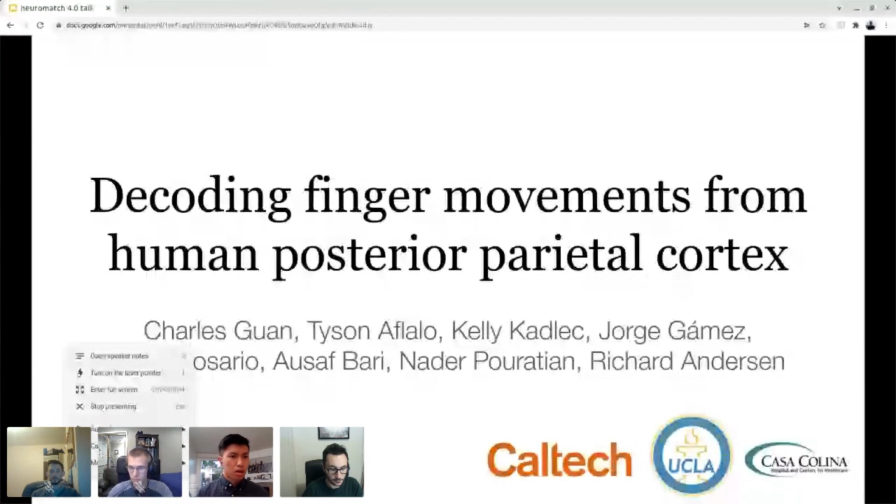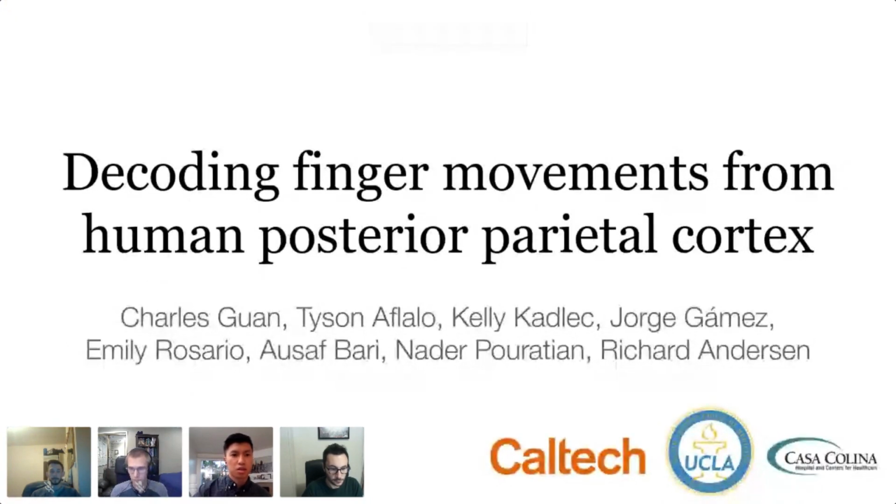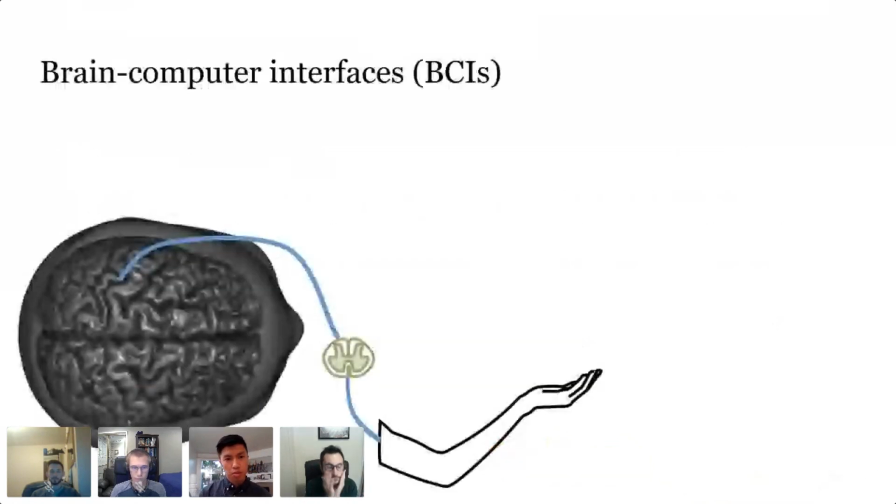All right, I'm Charles Guan, a PhD candidate in Richard Andersen's lab at Caltech. Today I'm going to be presenting our work on decoding finger movements for neuroprosthetic control. In able-bodied people, motor commands from the brain descend the spinal cord to the effector, such as an arm or hand. Disruptions in that signal pathway, such as a spinal cord injury, however, can result in paralysis.